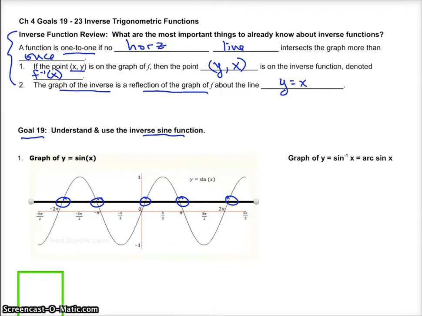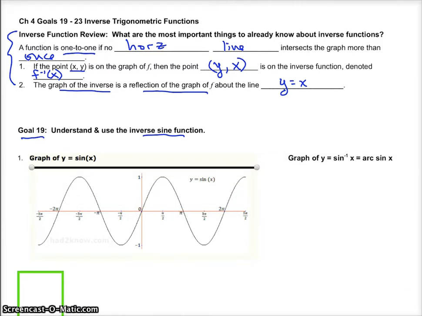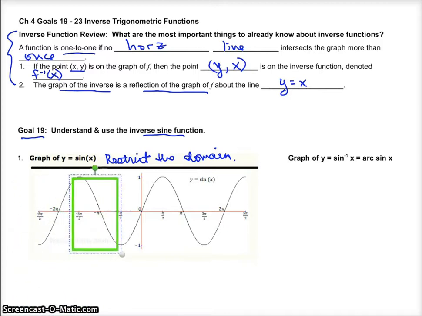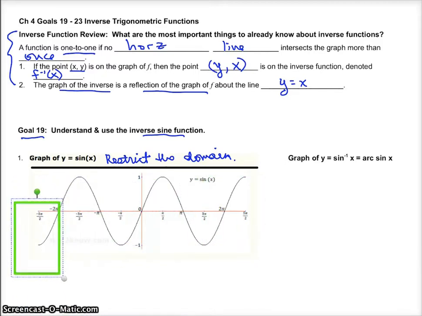Okay, so sine definitely does have an inverse function, but we need to handle the fact that it fails the horizontal line test. In order to handle that, we can restrict the domain. So we must restrict the domain of y equals sine of x. How do we do that? Well, first of all, you know the domain is all reals. So I'm going to take this little window and slide it along this function, and I want you to watch what happens as we go through.